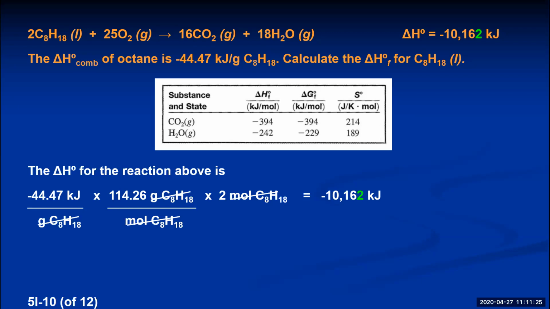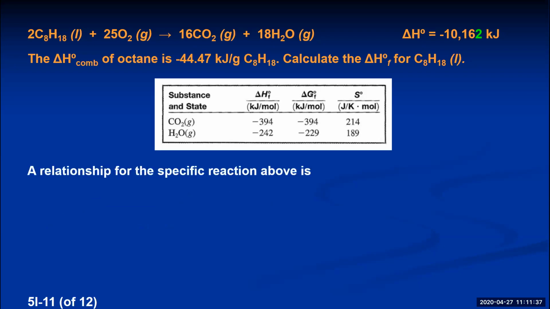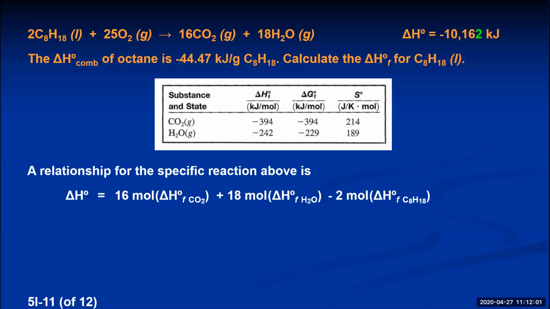And now we're going to do the relationship we've dealt with all lecture. The delta H of an overall reaction is always equal to the standard heat of formation of the products minus the standard heat of formation of the reactants. So a relationship for the reaction above is the delta H of the reaction, which will be the negative 10,160. It will equal 16 moles multiplied by the standard enthalpy of formation of CO2 plus 18 moles multiplied by the standard enthalpy of formation of water over to the reactant side minus 2 moles multiplied by the standard enthalpy of formation of octane minus 25 moles multiplied by the standard enthalpy of formation of oxygen.